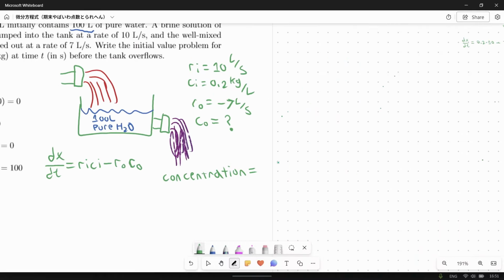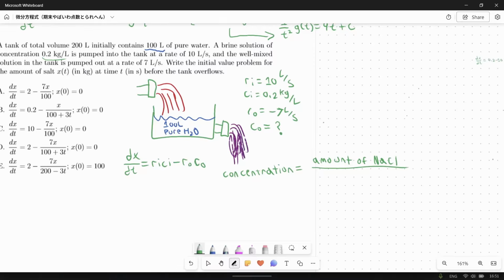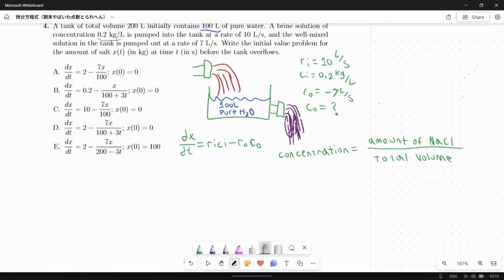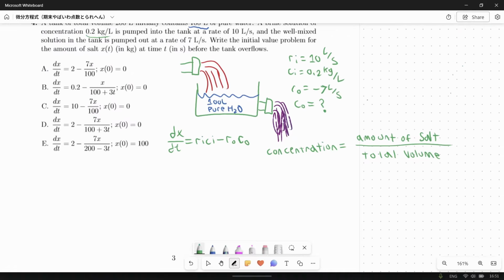So that's going to be equal to the amount, in this case, whatever the thing in question we're dealing with is. Salt. So the amount of that good old sodium chloride over the total volume of the total system. And so let's just say total volume. I'll write salt so I don't confuse anybody. So let's just say the amount of salt, and then the total volume.